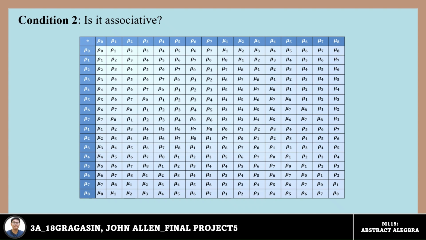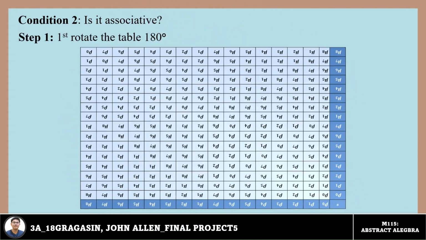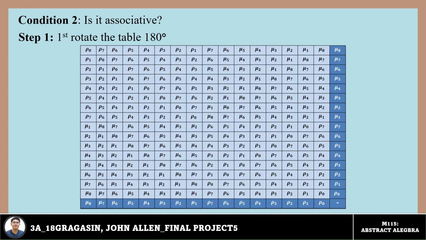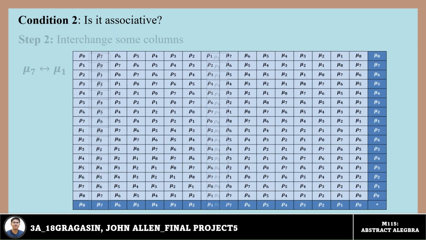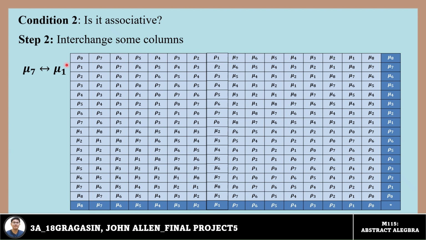And then in order to know if it is associative, for step one, we need to rotate it by 180 degrees. As you can see here, we have rotated it by 180 degrees, and this is the position of the elements. And then we will interchange some columns. So in here, we will interchange columns of mu sub 7 and mu sub 1. So this is the mu sub 7 and this is the column of mu sub 1. So let's interchange it.